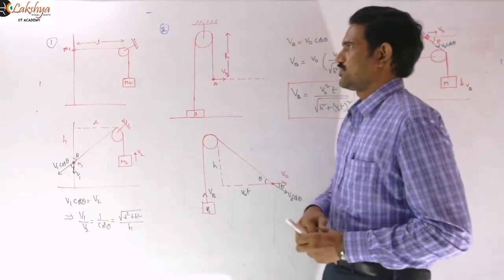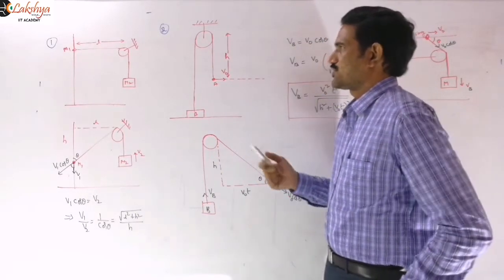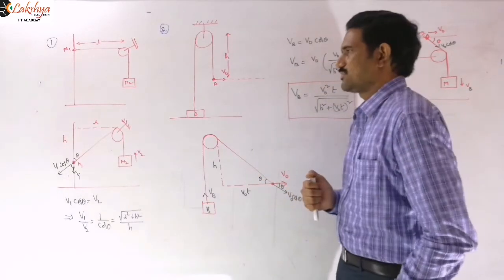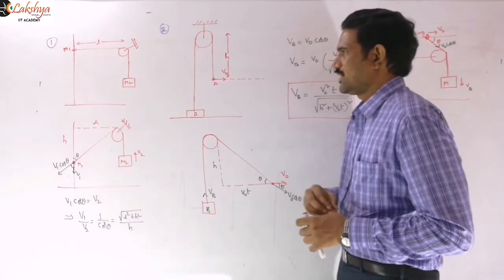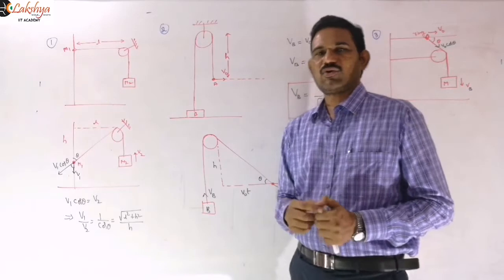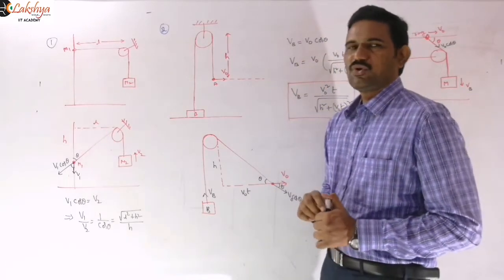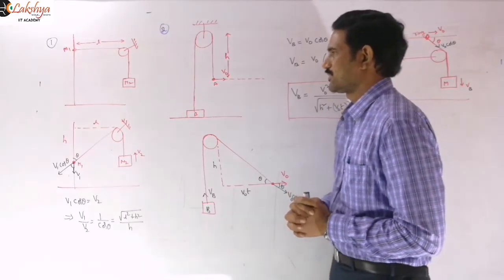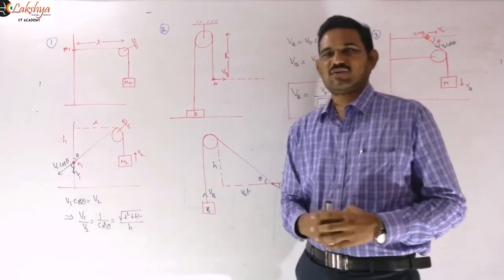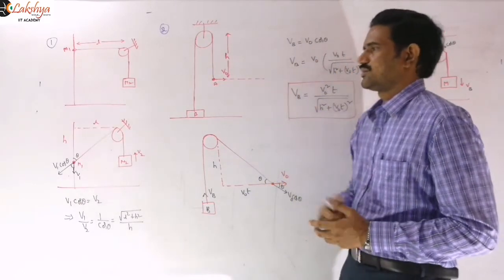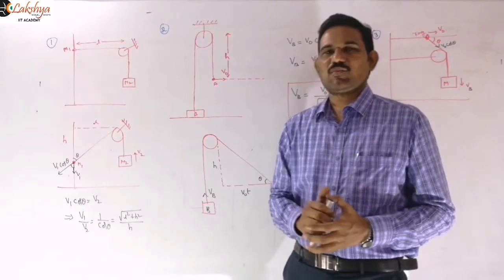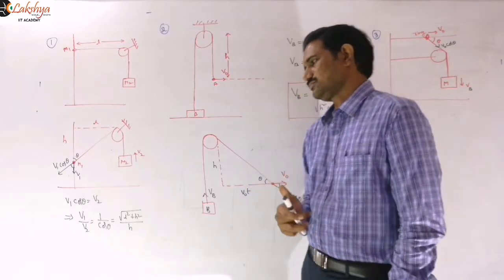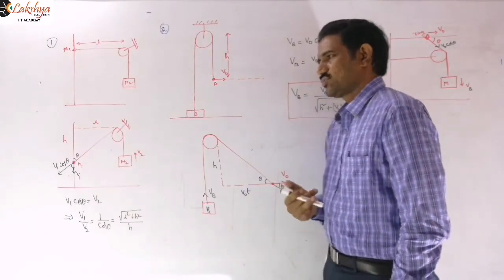Now let us come to this problem here. Note down this problem. In the system shown in figure, the end A of the string is pulled horizontally with uniform velocity V0. Then find the velocity of the block B as a function of time.